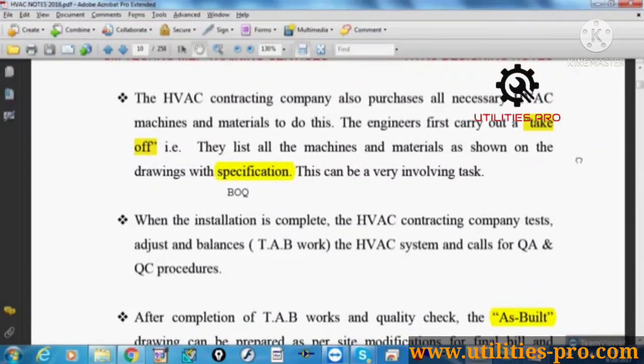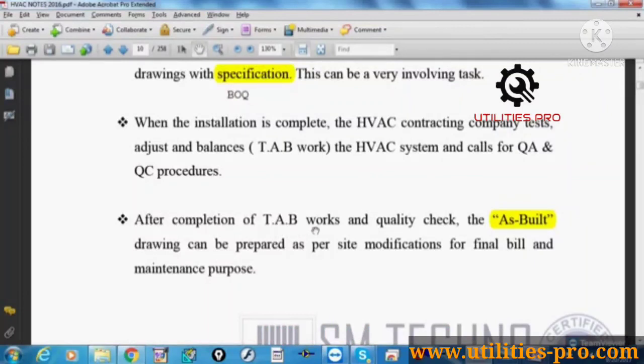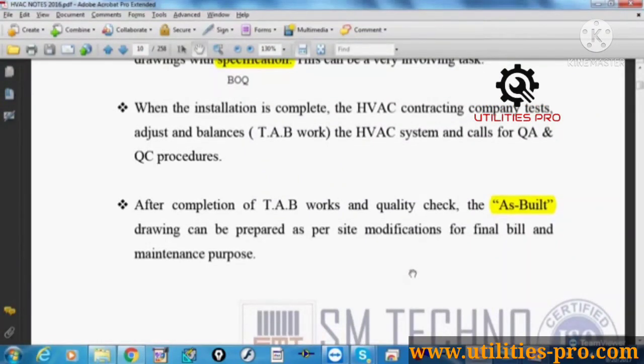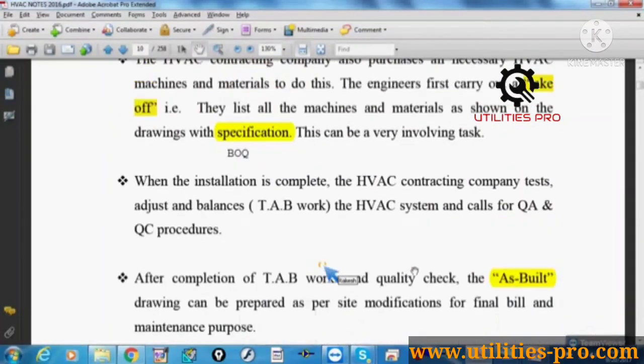So first preparation of drawing, then subcontractors, then material, then installation, then QC, TAB work, then QC, then after that maintenance. After completion of TAB work and quality check, the as-built drawing can be prepared. As-built is after installation only, no? The modified shop drawing as per site condition, or actual condition, is the as-built drawing. For what? For the final bill and for maintenance purposes. So this is the sequence of installation in HVAC, and you can follow the same concept for other services also.